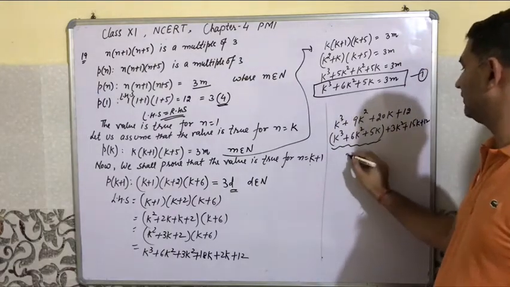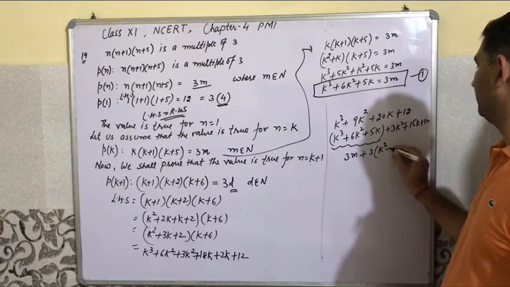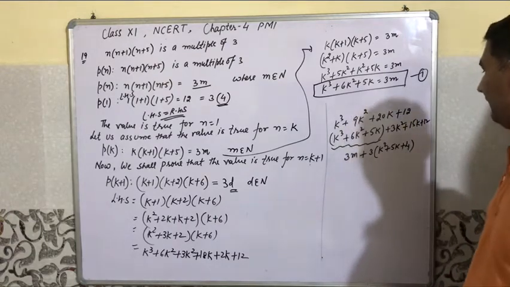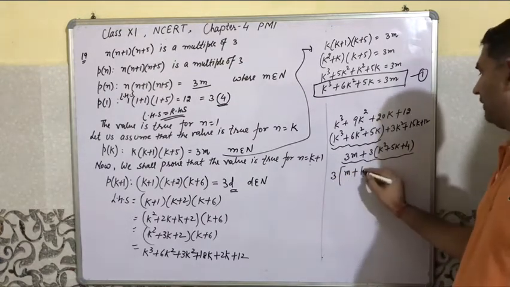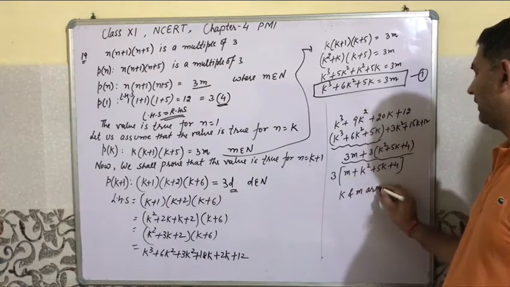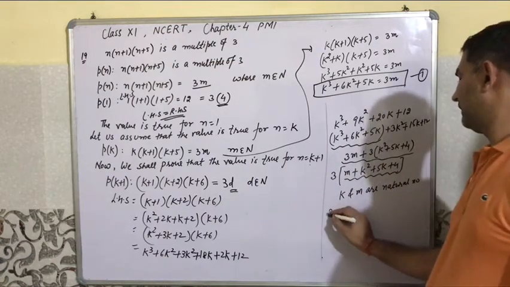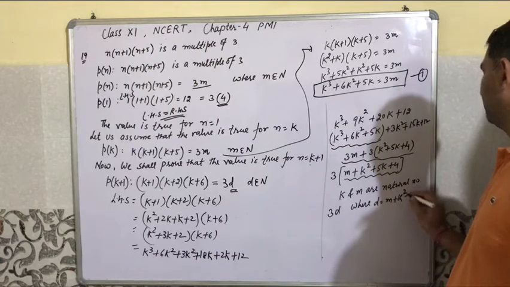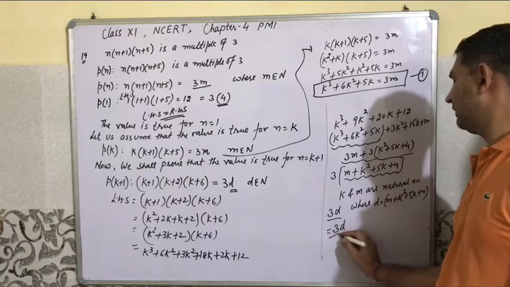Now using this term from 1, I can write it like this: this 3m plus this value is 3 into k square plus 5k plus 4. Then from this complete value I can take 3 outside, then m plus k square plus 5k plus 4. Since k and m are natural numbers, this is a complete natural number, then 3 into d, where d is equal to m plus k square plus 5k plus 4, so 3d is a multiple of 3.